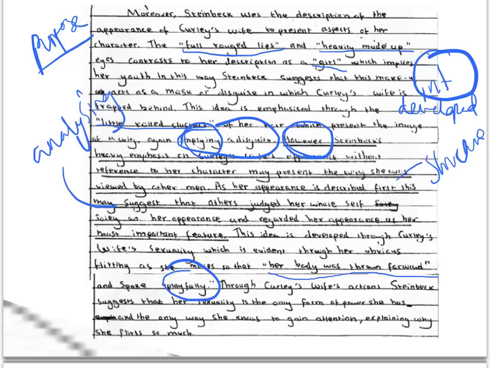"Through Curly's wife's actions, Steinbeck suggests that her sexuality is the only form of power she has and the only way she knows to gain attention, explaining why she flirts so much." So you've got strong analysis, strong interpretation, and a number of explanations of the writer's purpose.